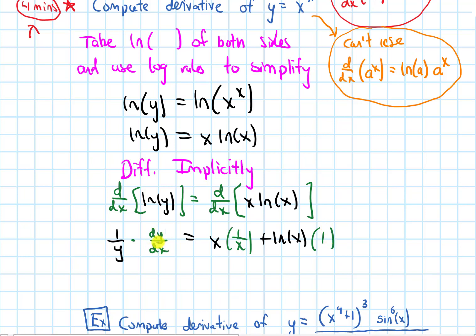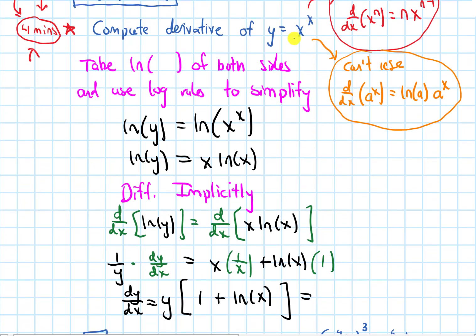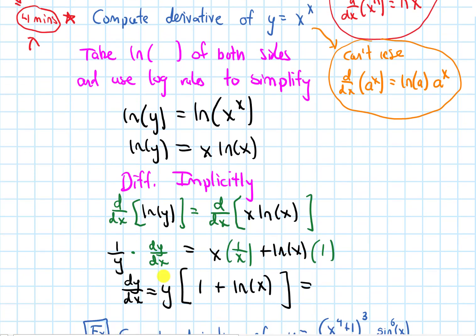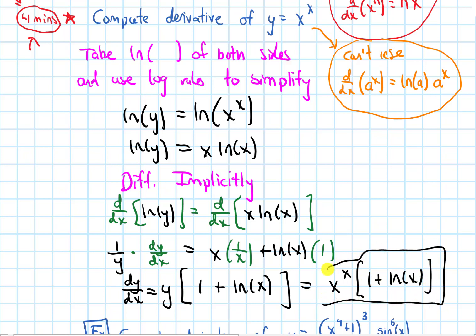Now to isolate dy dx, I will multiply both sides by y to get y times this whole thing. I could cancel the x's to get 1, and then plus ln of x. And the last step is, my original function was purely in terms of x, and right now I have a y in my derivative. So let's substitute in for what y equaled. y was equal to x to the x. So I get x to the x times 1 plus ln of x. And that is the derivative of x to the x power.